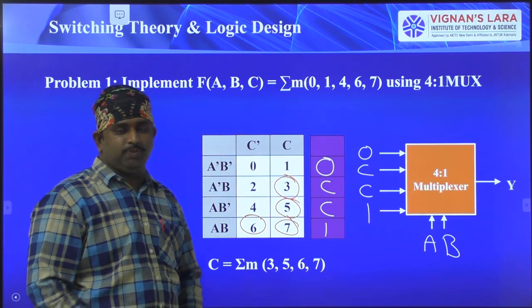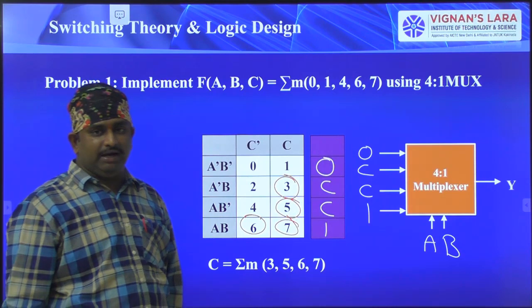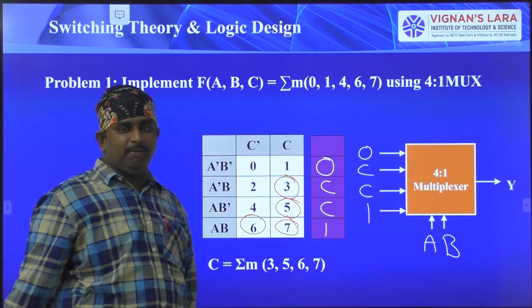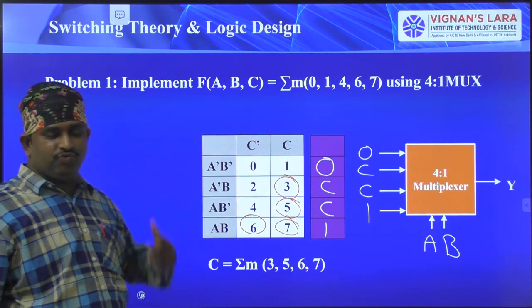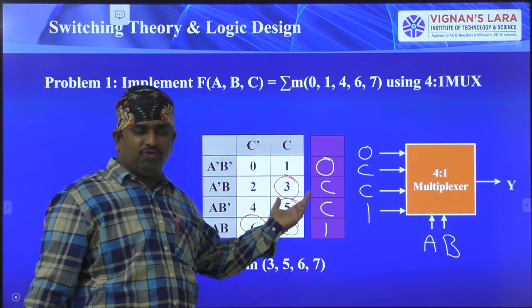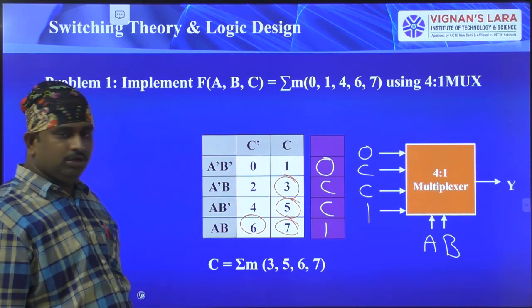So this is the explanation for the implementation of Boolean functions using multiplexers. In this class, we implemented a generalized function in the first 25 minutes, and in the last 5 to 10 minutes we implemented the full adder using multiplexers. Okay, thank you.